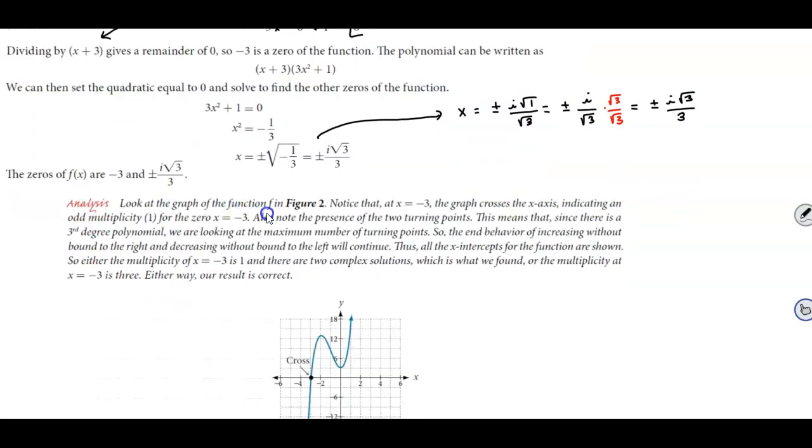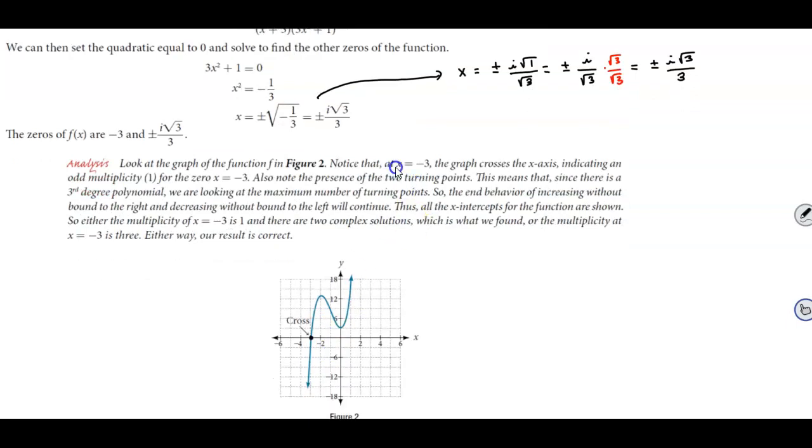Now, if we look at the graph of the function in the figure, we will notice that at x equals negative 3, the graph crosses the x-axis, indicating an odd multiplicity of 1 for the zero x equals negative 3. Also notice the presence of the 2 turning points. This means that since there is a third degree polynomial, we are looking at the maximum number of turning points. So the end behavior of increasing without bound to the right and decreasing without bound to the left will continue. Thus, all the x-intercepts for the function are shown.